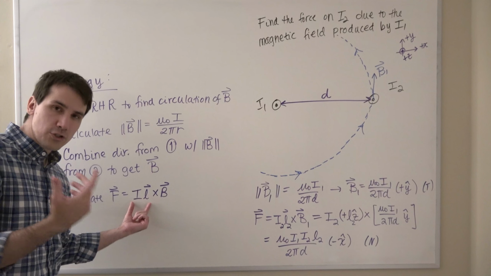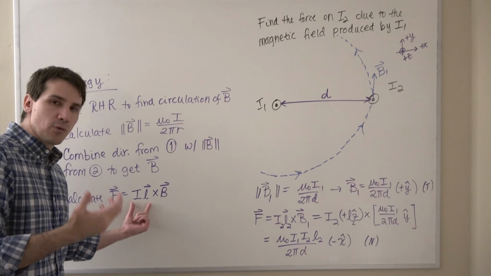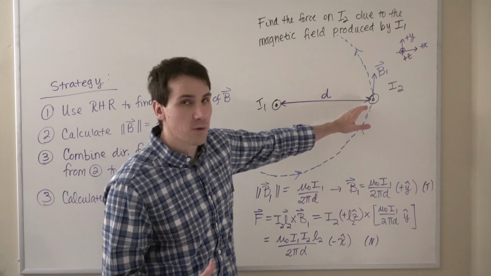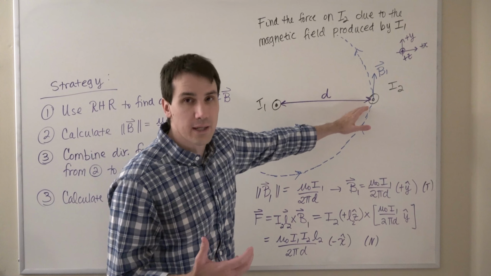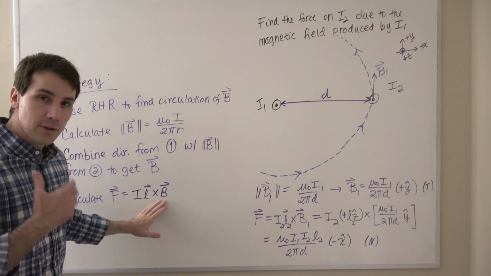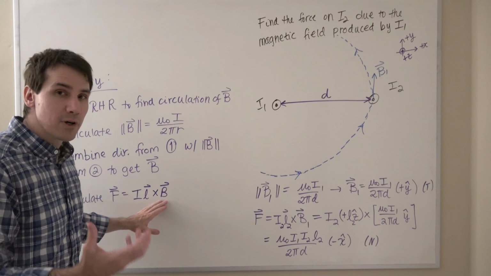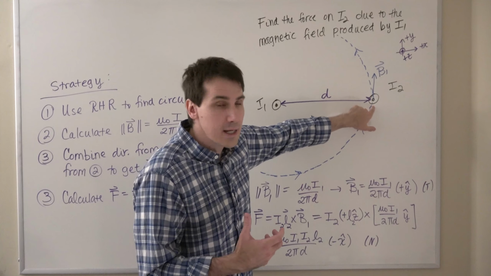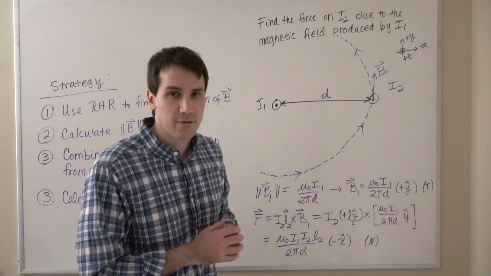So the first two terms are associated with the wire that is experiencing the force. I associated with the wire experiencing the force. L associated with the wire experiencing the force. The last term here, the magnetic field, is the magnetic field that the wire is immersed in. Well, the magnetic field that I2 is immersed in is the field generated by I1, which I have drawn here.